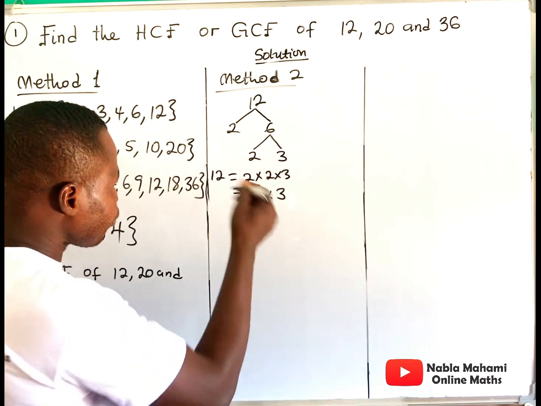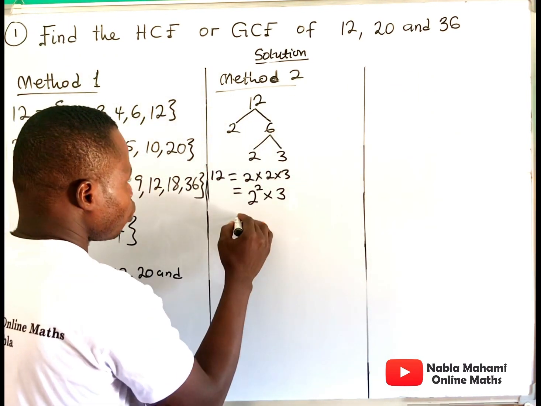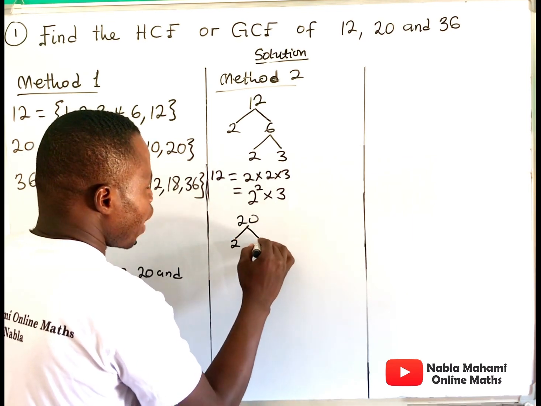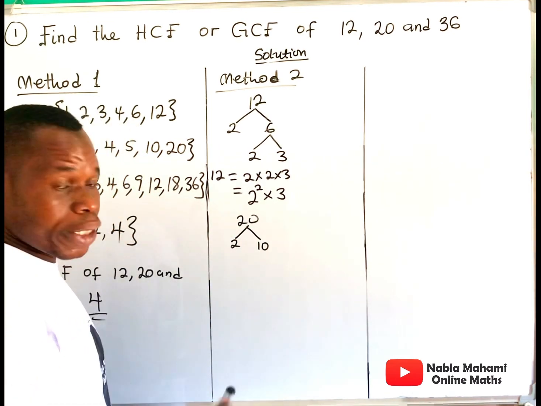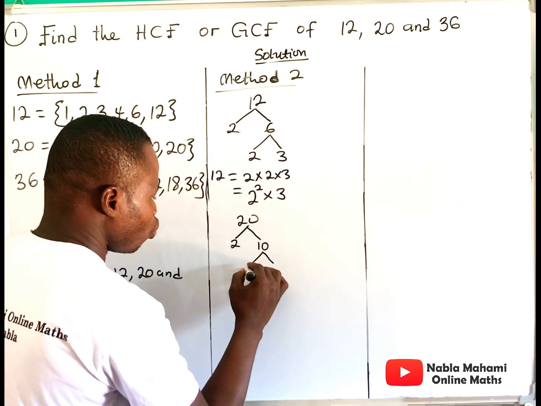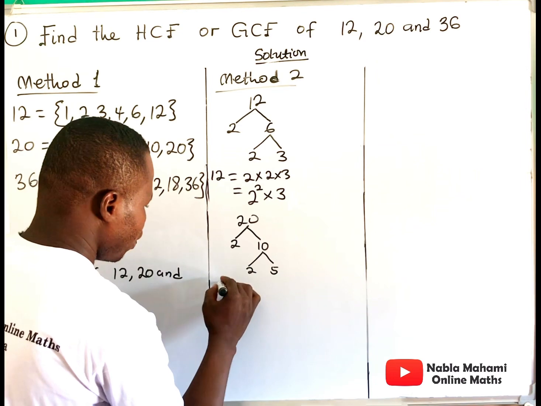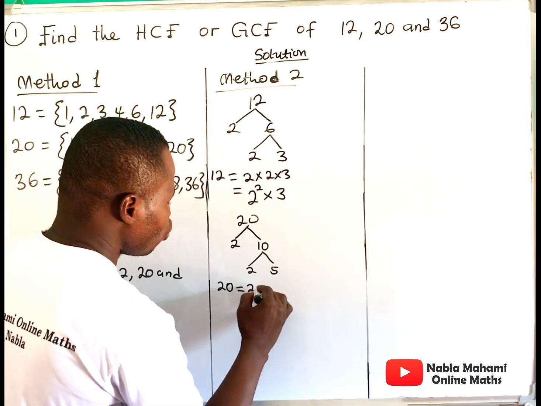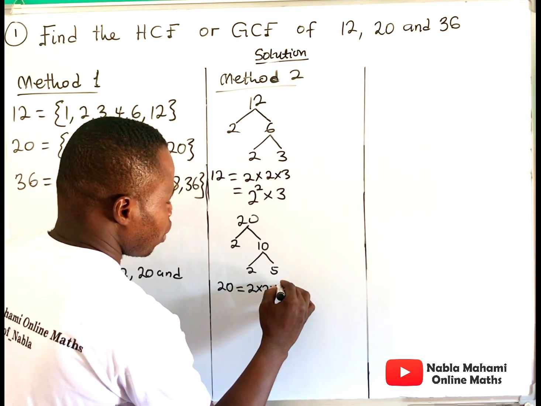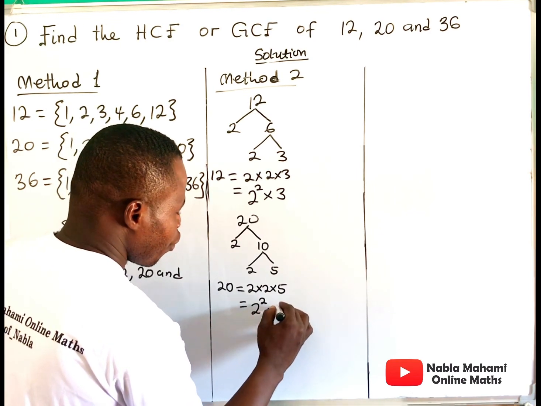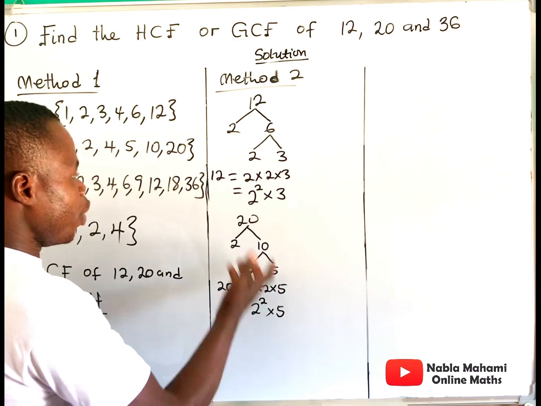Then I'll pick 20. So you see that 20, I'll have 2 times 10, which is 20. Then I'll break 10 into 2 times 5. So this simply means that 20 is the same thing as 2 times 2 times 5. And this will give me 2 to the power 2 times 5. That will give me 20.